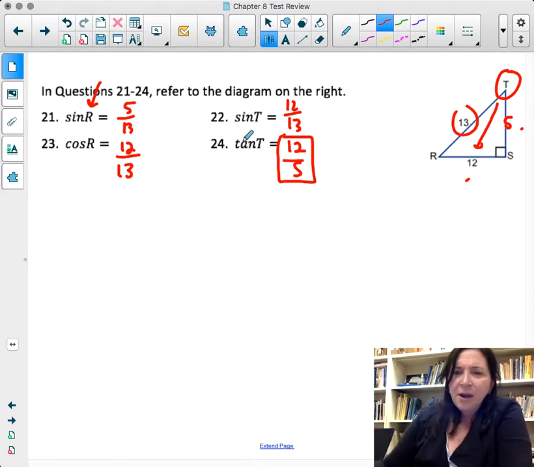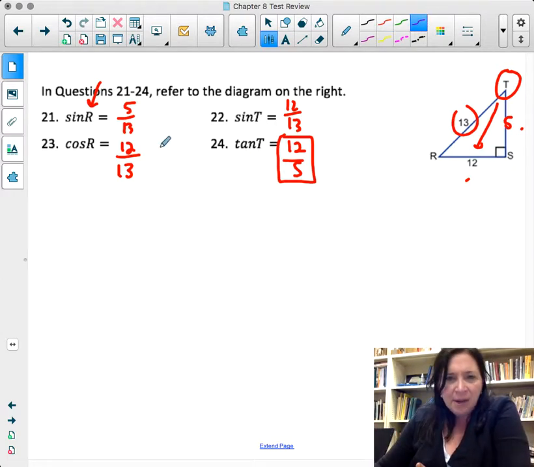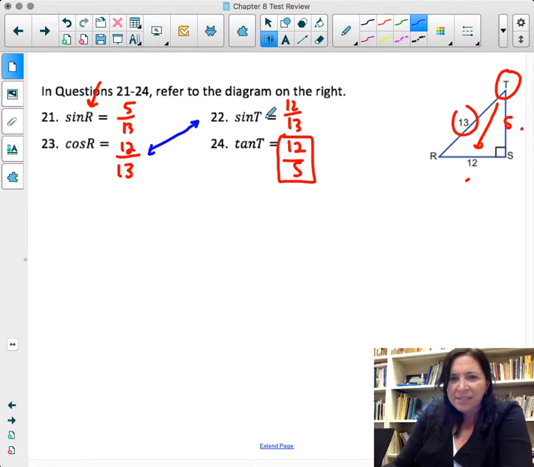I know I wasn't going to say anything, but I do want you to keep in mind, see these two. Cosine of r is the same as sine of t. When you get to Algebra 2, trig advanced, we call those cofunctions.